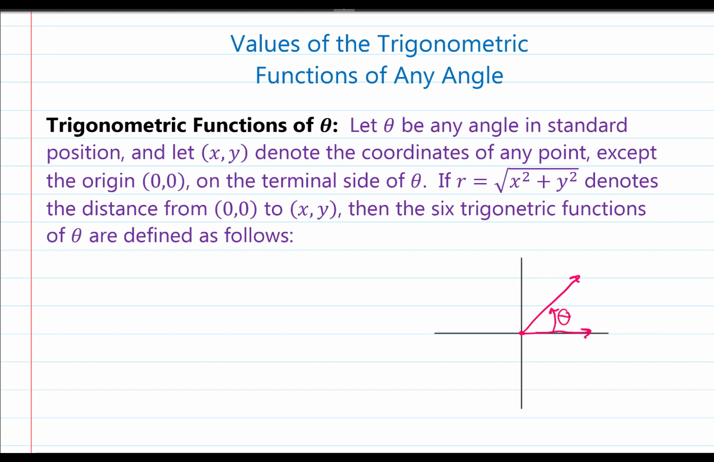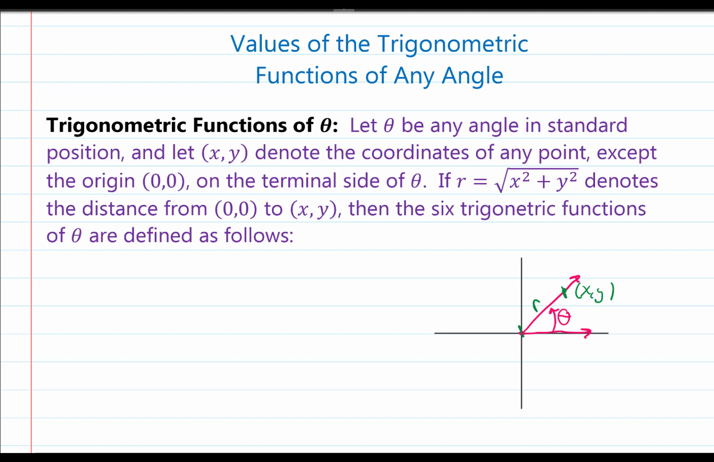Now I'm going to pick a point on that terminal side except the origin and denote it as x comma y. If r is equal to the square root of the expression x squared plus y squared, quick time out, that is the Pythagorean theorem where instead of a, b, and c, you have x, y, and r, which is also representing the distance formula from the origin to the point x comma y, which is why we're letting r denote the distance from 0, 0 to the point x comma y. So from the origin here to this point here is a distance of r.